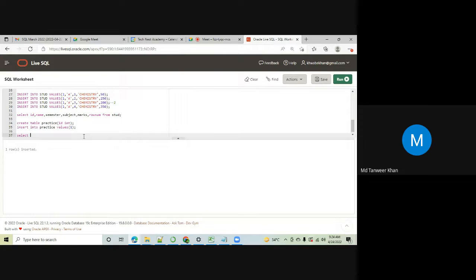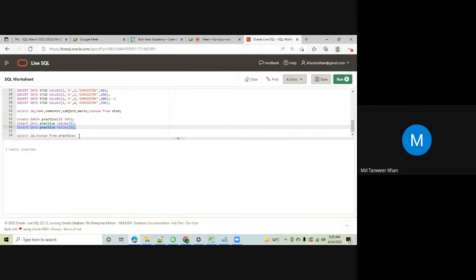Select ID, ROWNUM from practice. So see, the value of ROWNUM is 1. Now I am inserting one more record with value 3. So what will the value of ROWNUM be now? 2. ROWNUM is 2. Oh, again it has changed the sequence because it has taken the latest one.